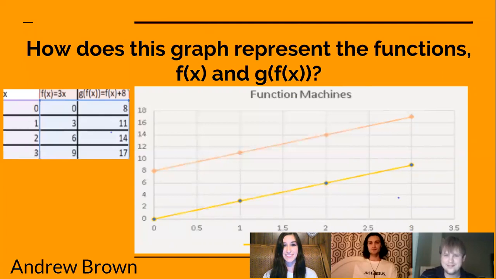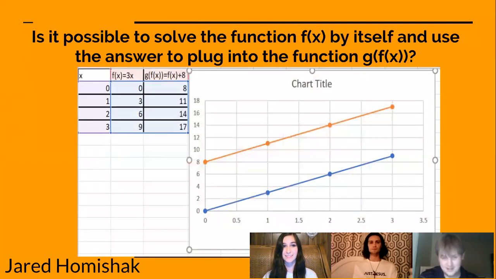Awesome. Thanks for asking that question. But I have a question for you, Jared. Is it possible to solve the function f of x by itself and use the answer to plug into the function of g of f of x?